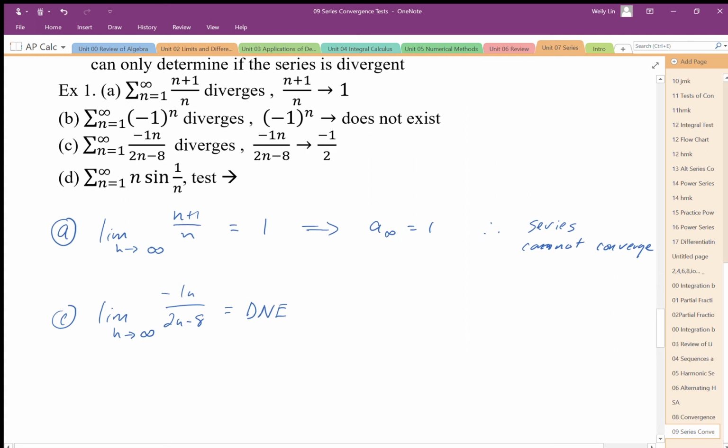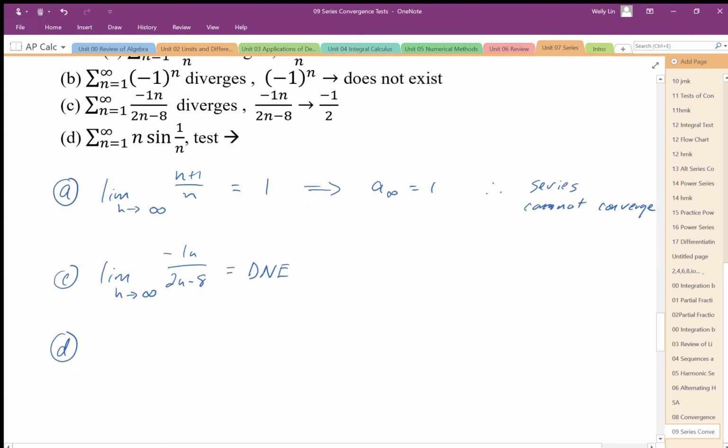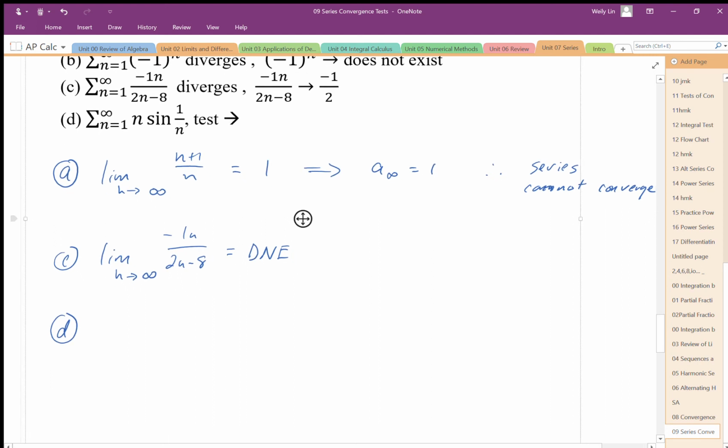Okay, for D, we need to test this one. What's happening here? Does this even pass the Nth term test? Okay, so what can we do here? We can do the Nth term test here. So we can do the limit as n goes to infinity of, and we're going to write it like this, sine(1/n) over 1/n. Now this is going to be 0 over 0.